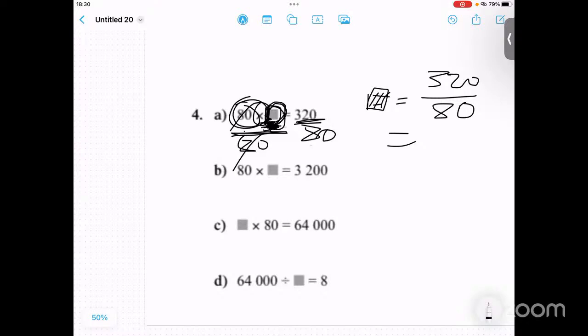Ma'am, I took away the 0 from 80 and the 0 from 320. So I said 32 divided by 8, which I got 4, and then I added the zeros, but I still got 4. Ma'am, I also got 4. And I also got 4. Okay, seems like everybody got a 4.